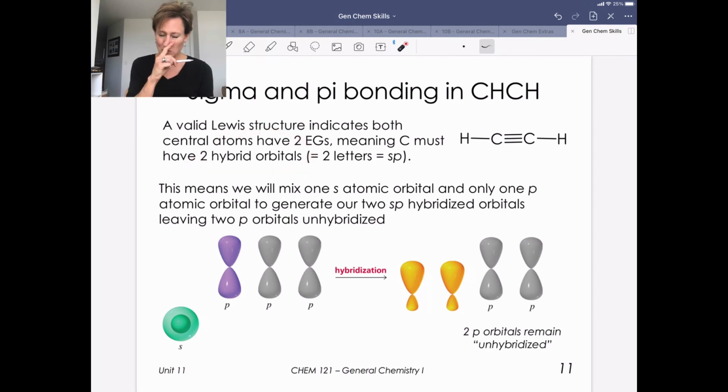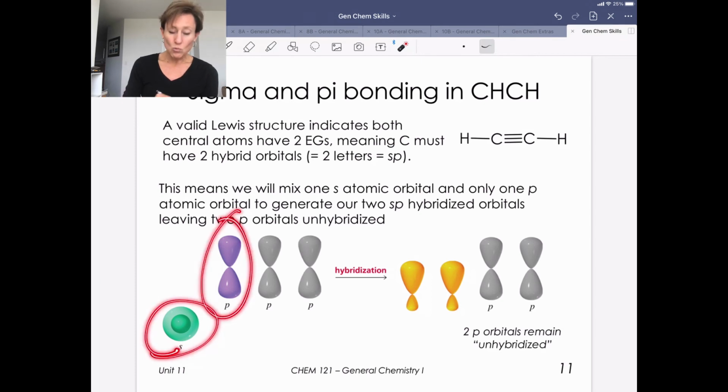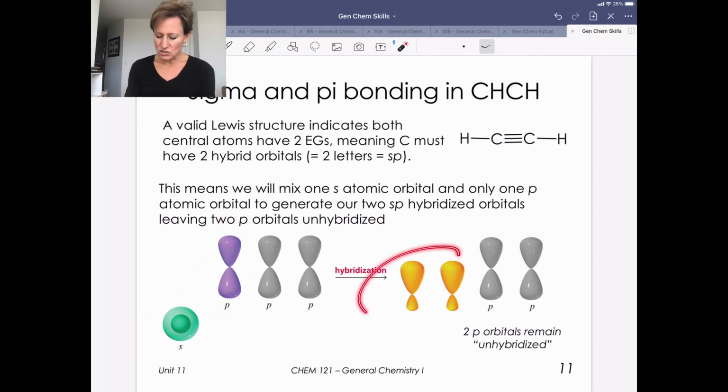Two letters mean we're going to mix and generate 2 hybrid orbitals. So the hybridization on that central carbon atom is going to be sp. Again, we're going to be mixing 1 s orbital with only 1 of the p orbitals there to generate the 2 sp orbitals that we need to generate the 2 bonds, one between carbon and carbon, one between carbon and hydrogen. And we've got 2 unhybridized p orbitals that are left over. Those are going to be useful to form 2 pi bonds.